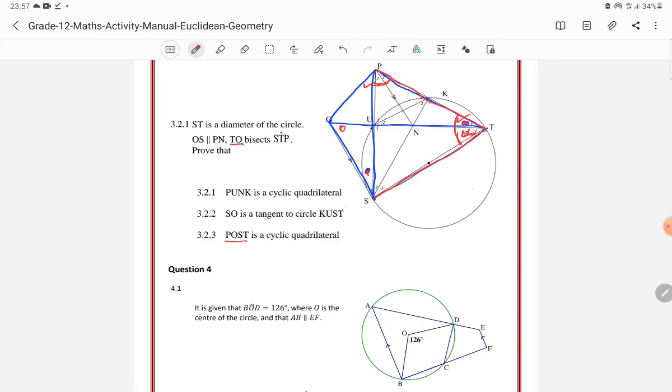Remember, in the previous question, we did prove that T1 is equal to S1. So if T1 is equal to T2, because the line is bisecting this angle, then T2 is also equal to S1. Then therefore, because of these angles from the same segment, you can reason by the converse theorem for angles from the same segment. Because these angles are equal to each other, this is a cyclic quadrilateral.